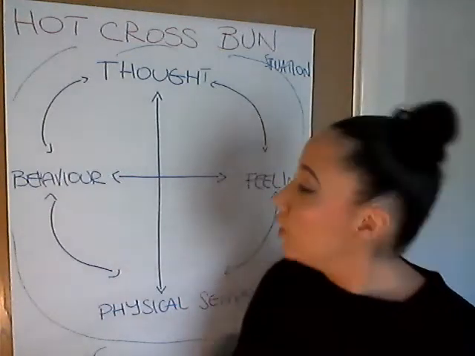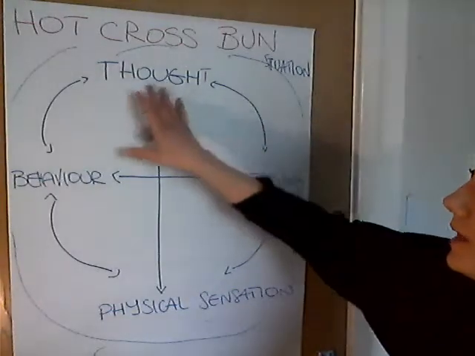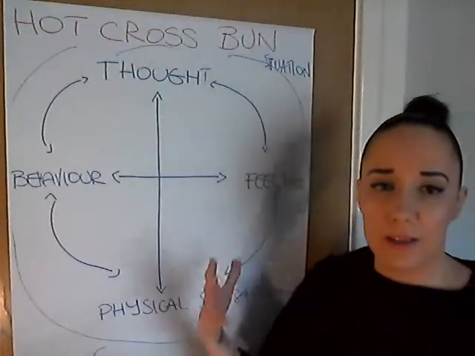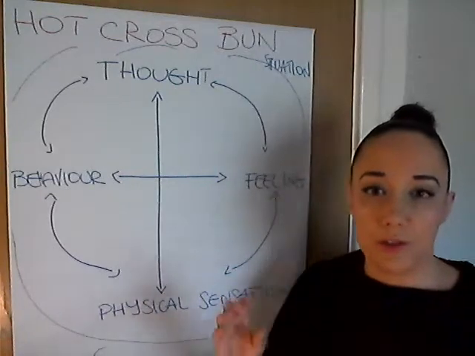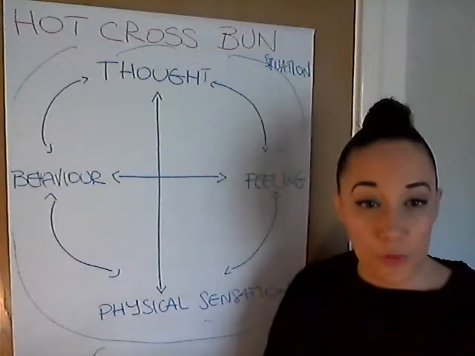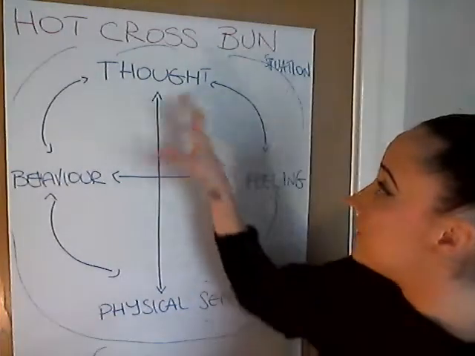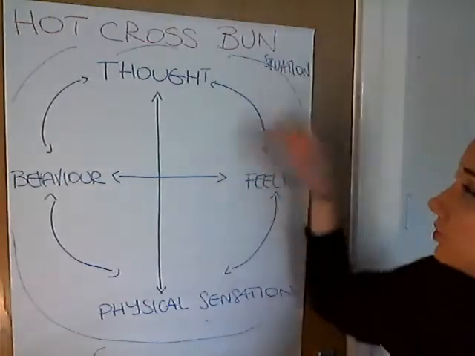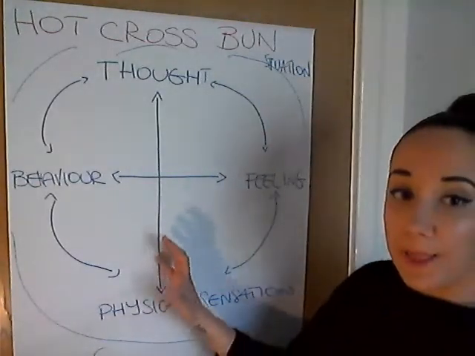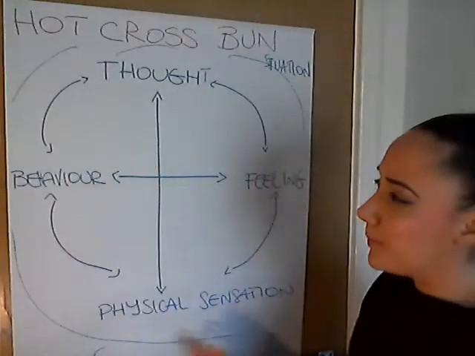apologize the day after. So the idea is that really, whatever situation you find yourself in, you can put it in the hot cross bun, and it's kind of good if you find yourself in the same situations, especially maybe in relationships, for example, with your partner or with your kids or whatever. If you find yourself in the same situations constantly, try and put them in the hot cross bun and try and figure out what the four parts of it are.